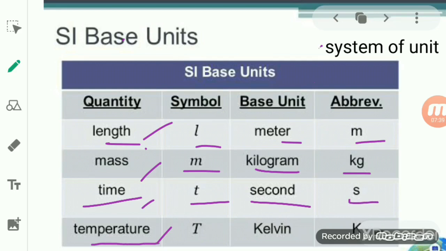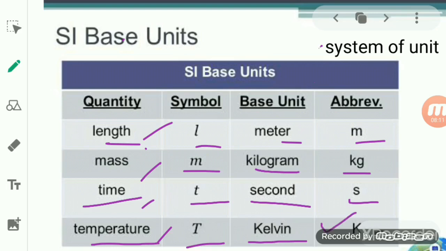If we see temperature, temperature is represented by capital T. Time is represented by small t, but temperature is represented by capital T. And the standard unit to measure temperature is Kelvin. We will study this later, but right now we understand that Kelvin is the standard unit for measuring temperature. We represent Kelvin by capital K.